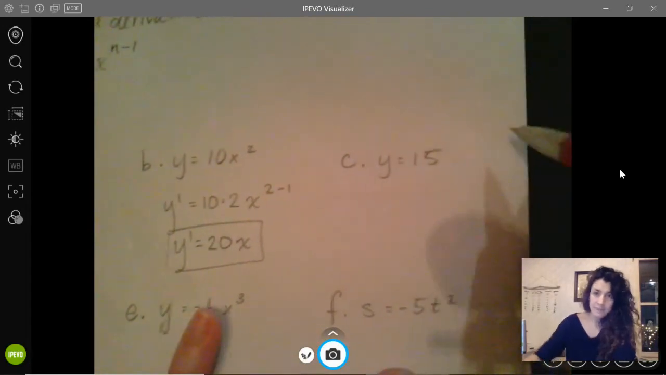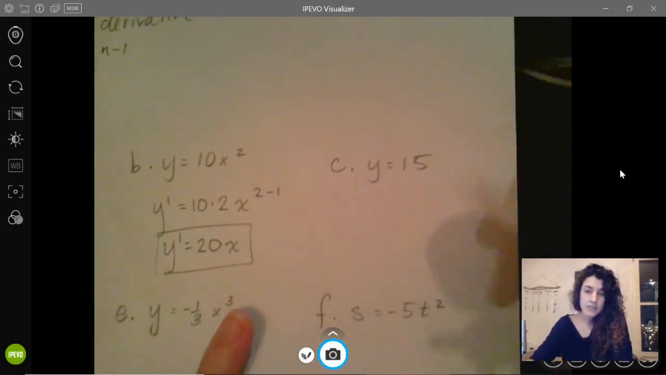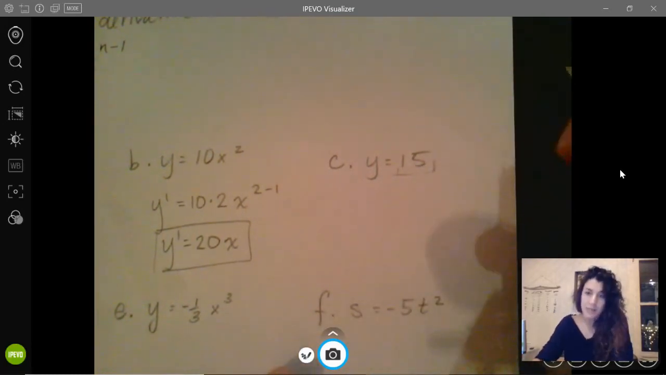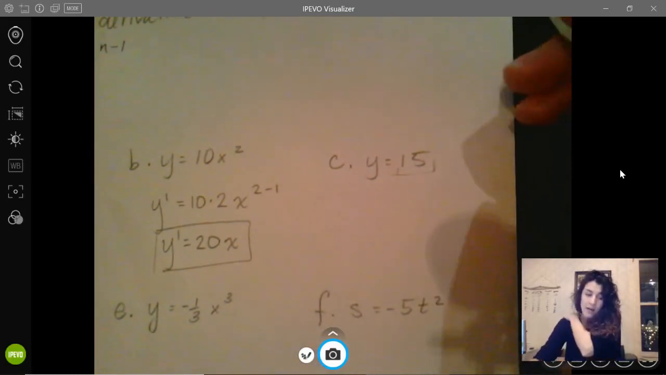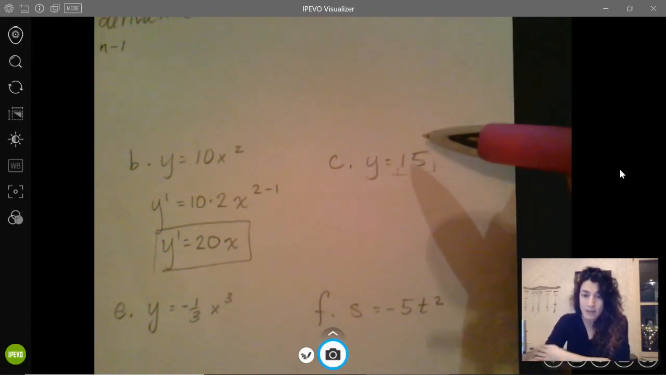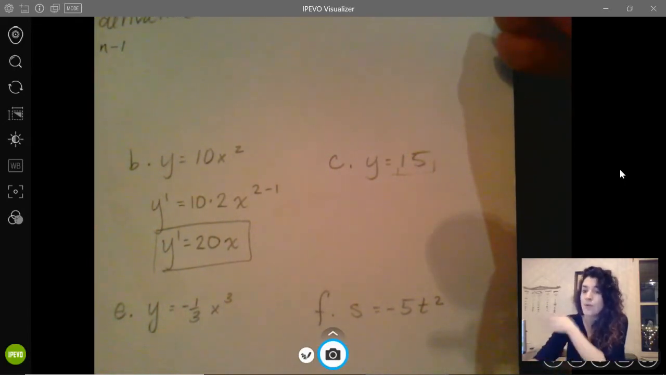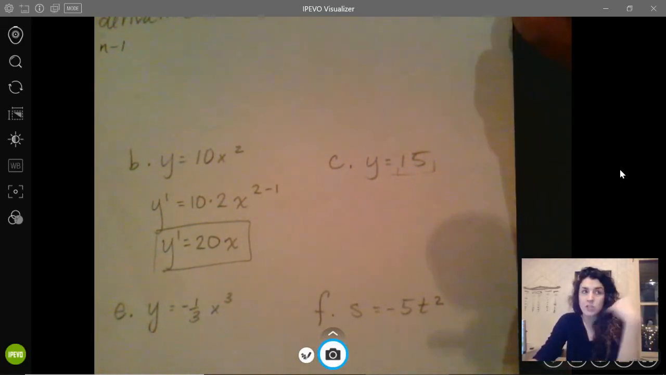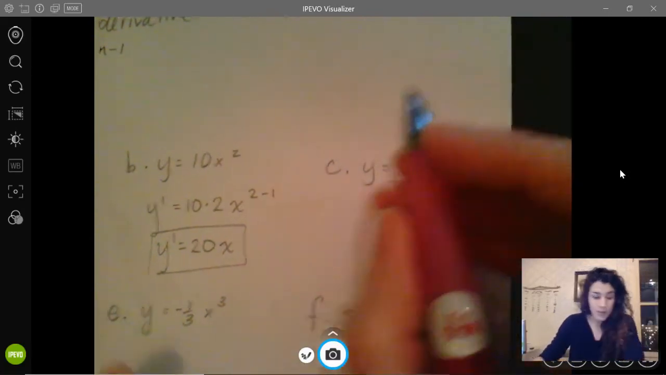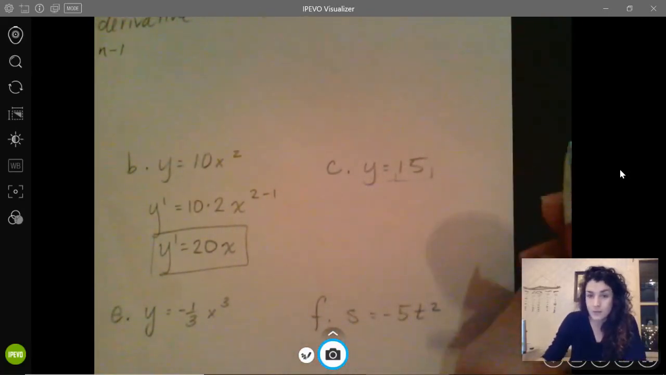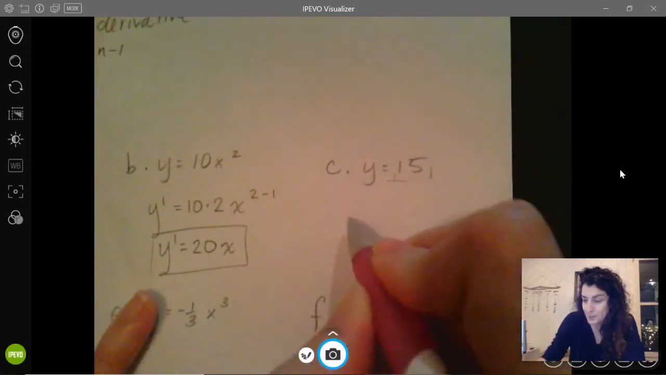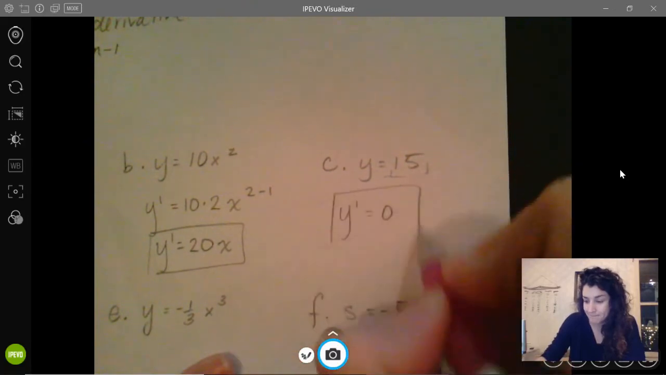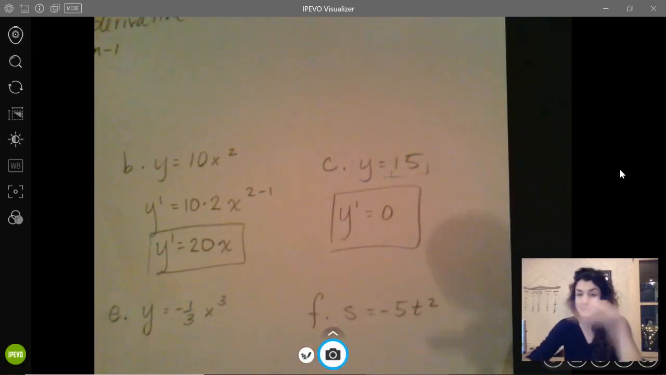y equals 15. So y equals 15 is a constant. 15 is a constant. It's not a polynomial. And what happens to our constants, just a number with no x or anything on it, is it just goes away. Its slope is 0, and so finding the derivative of that is just that there is nothing. So the derivative of y equals 15 is 0, because the slope would just be 0.